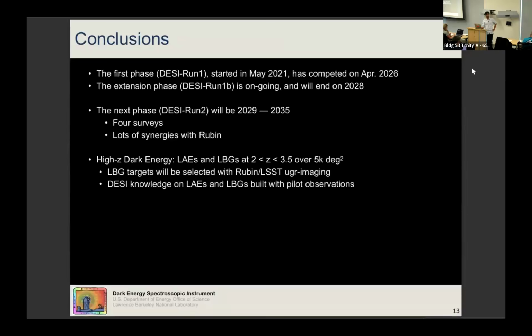So that's my conclusion. The first phase of DESI finished this spring, and now the extension, DESI Run 1B, is ongoing and will end in a few years. The next phase will use the same instrument, DESI-II, with different surveys and lots of synergies with Rubin. In particular, for the high-redshift survey, we'll use Rubin for LBGs. If you have any questions, let me know.